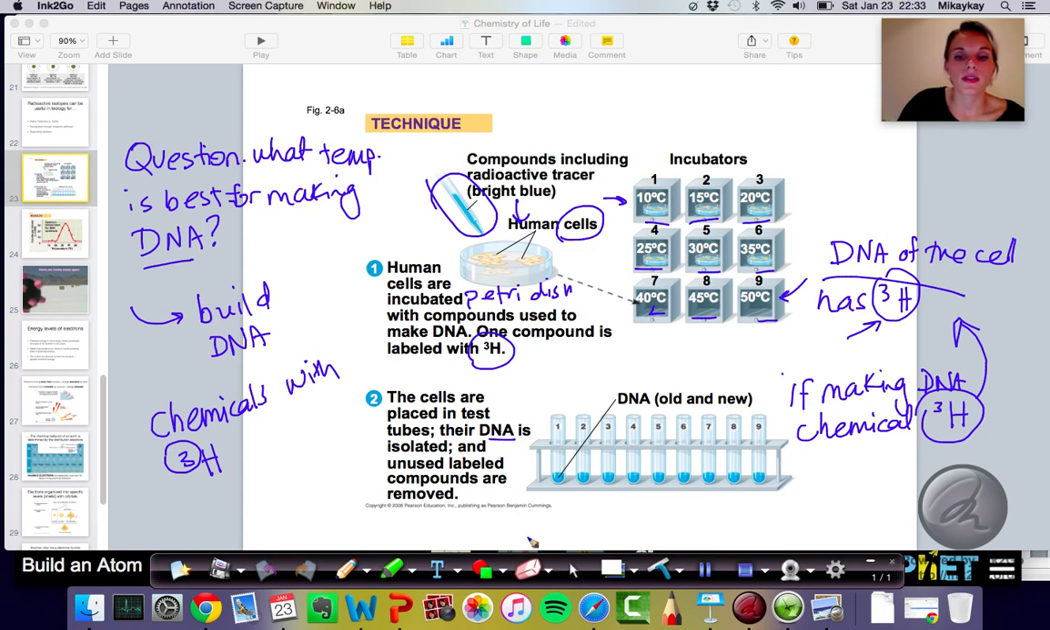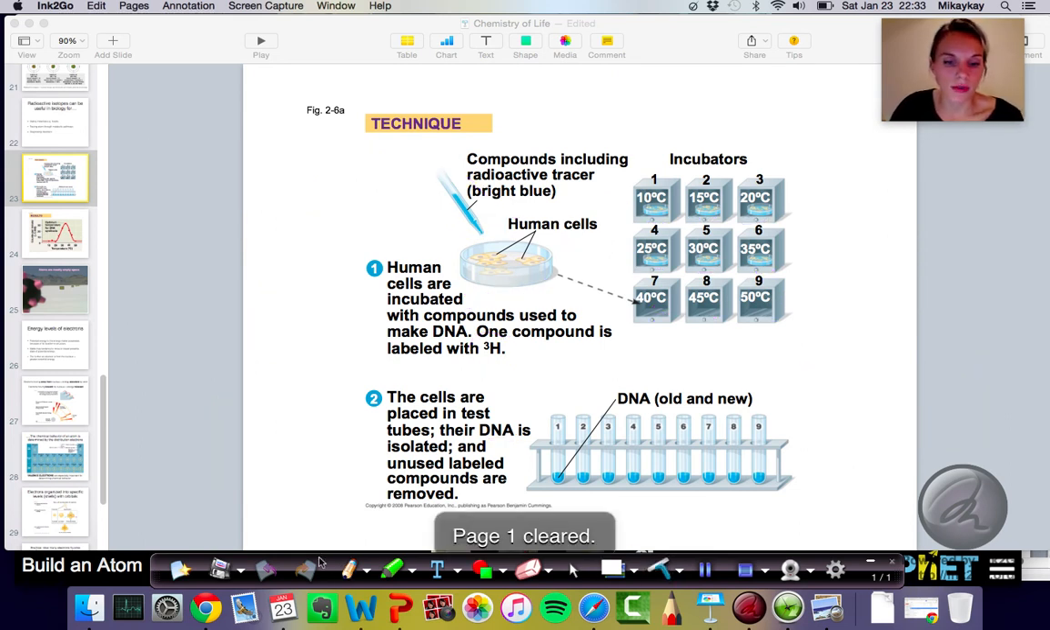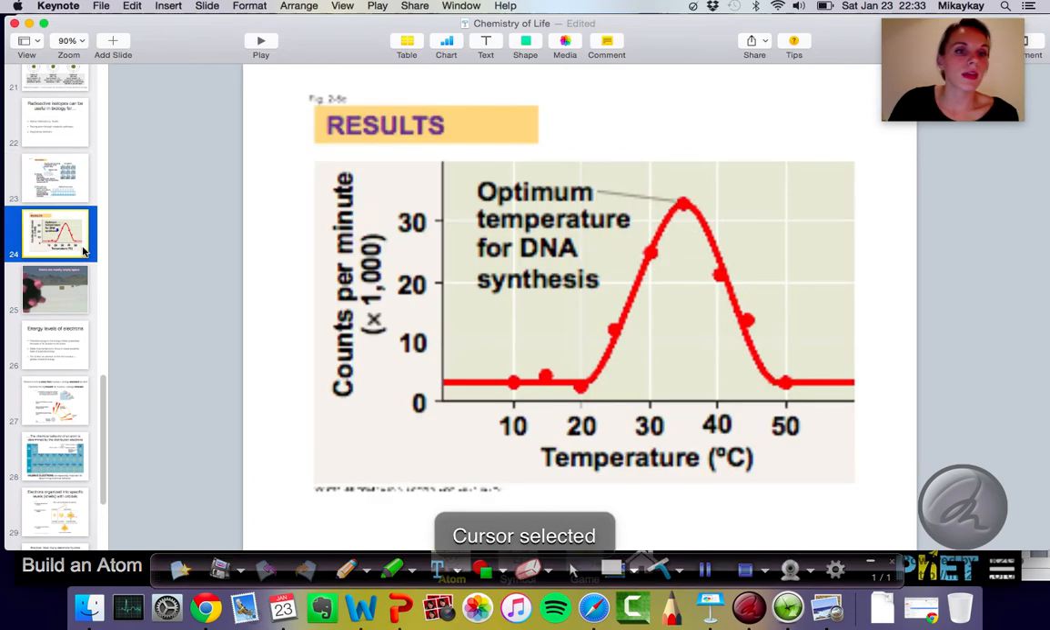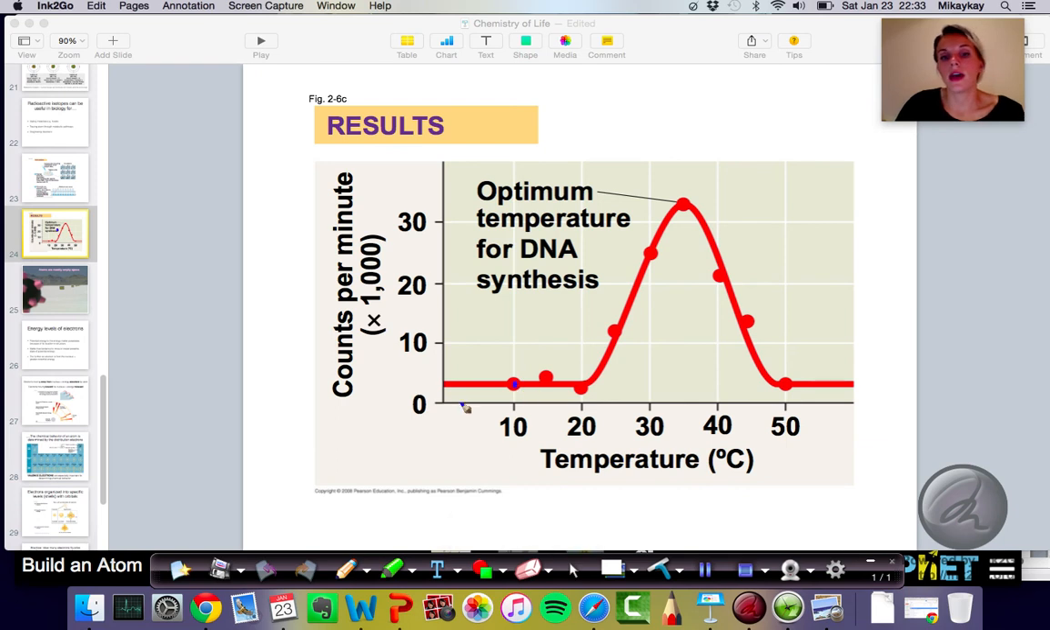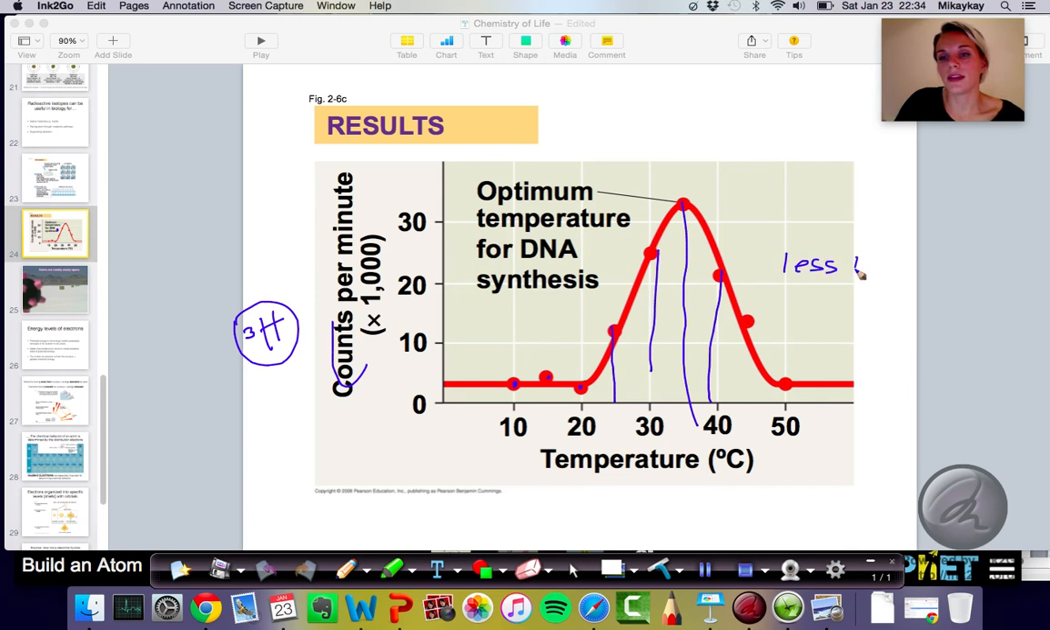And so if we look at the next slide, which you saw in your reading, we can make a graph of what we see, right? So here we have it at 10 degrees Celsius. There was very little counts of this hydrogen isotope, right? At 15 degrees, maybe there's a little bit more, 20 degrees, maybe a little bit less, but they're all really low. And it's not until 25 degrees, 30, 35, we see an increase, right? At 40, there starts to be less, right? So again, as we get to high temperatures, less DNA was made.